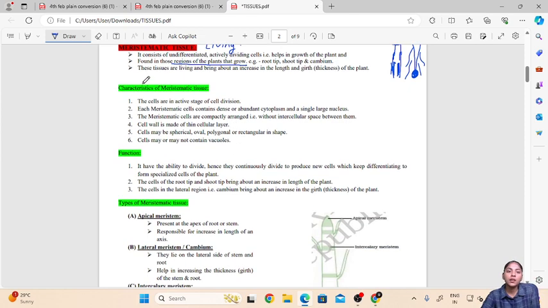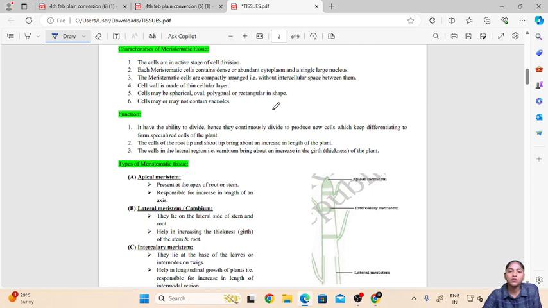Then let us see the characteristics of meristematic tissues. The cells are in an active stage of cell division. As I have said, they divide and form new cells, which leads to the growth of the plant. Then each meristematic cell contains dense or abundant cytoplasm and a single large nucleus.